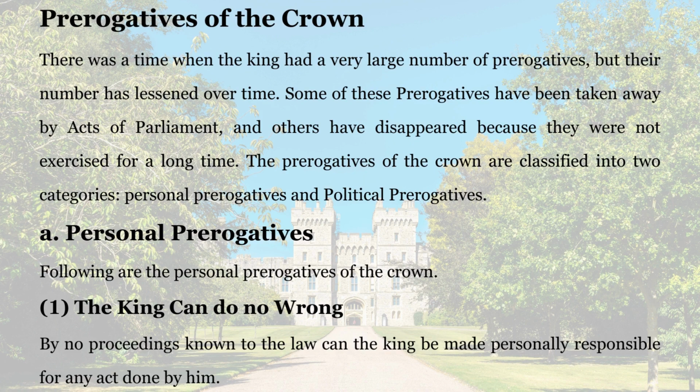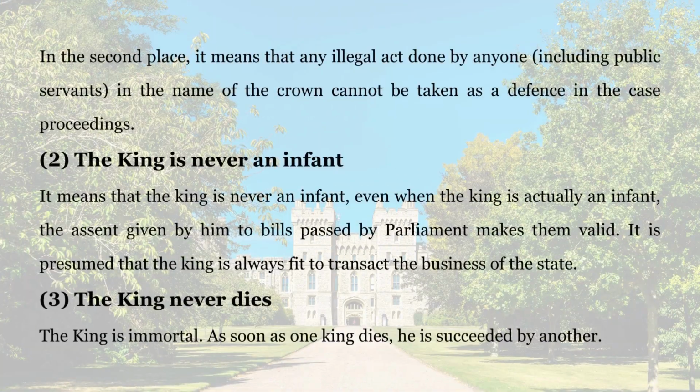The prerogatives of the crown are classified into two categories: personal prerogatives and political prerogatives. A. Personal prerogatives. Following are the personal prerogatives of the crown. 1. The king can do no wrong. By no proceedings known to the law can the king be made personally responsible for any act done by him. In the second place, it means that any illegal act done by anyone, including public servants, in the name of the crown cannot be taken as a defense in the case proceedings.